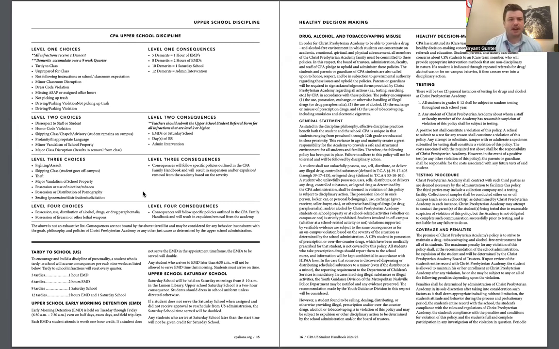Looking at the top, we'll start with level 1 choices. You'll see that all level 1 infractions receive 1 demerit and that all demerits accumulate over a 9 weeks. So all these demerits will accumulate within the first 9 weeks and then we'll reset and start over for the second 9 weeks. But when I say level 1 choice, what am I talking about?